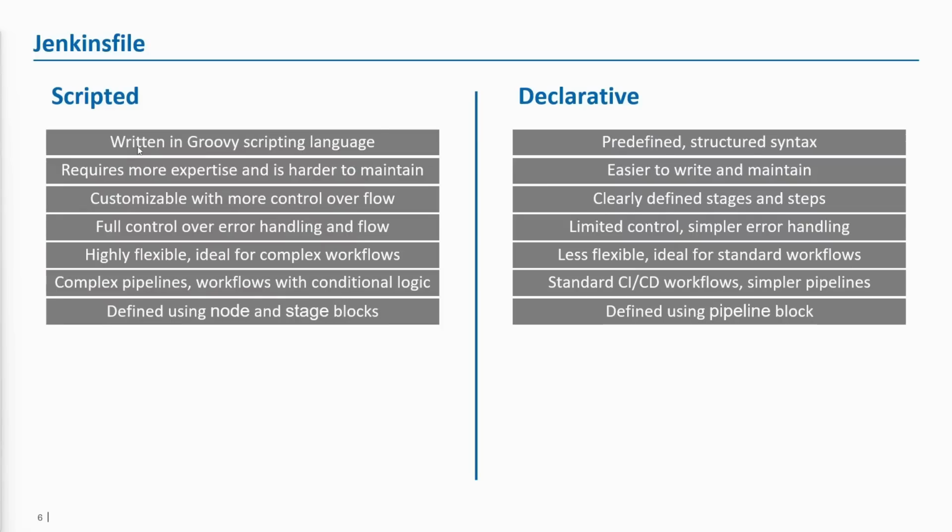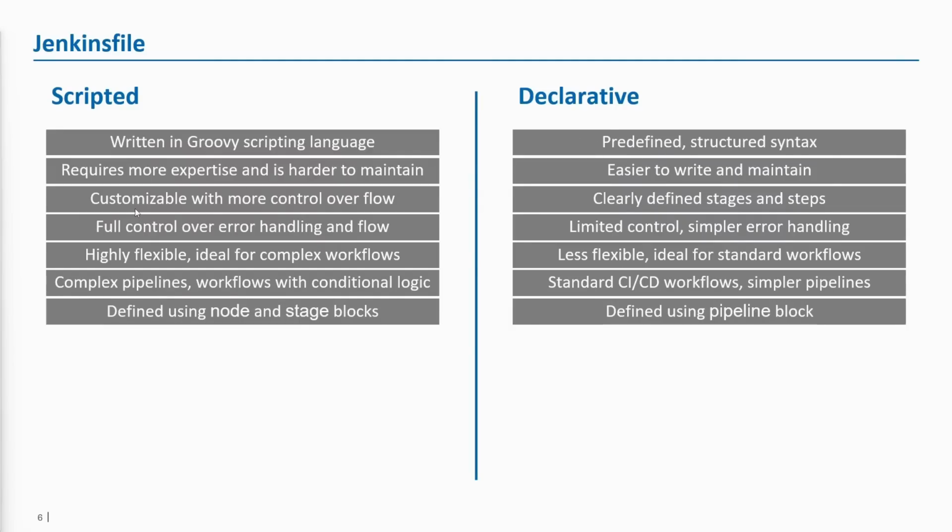Scripted way uses the Groovy scripting language to define the pipeline, whereas declarative way uses a predefined structured syntax. Scripted way requires more expertise, as you need to write the pipeline using the Groovy scripting language, and it is also harder to maintain. Declarative is easier to write and maintain because it uses a simple text way of writing the entire pipeline with the predefined structure.